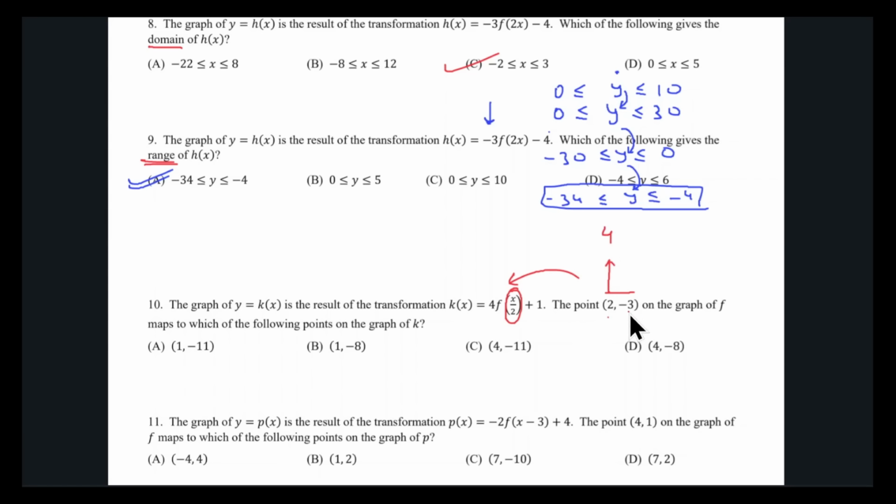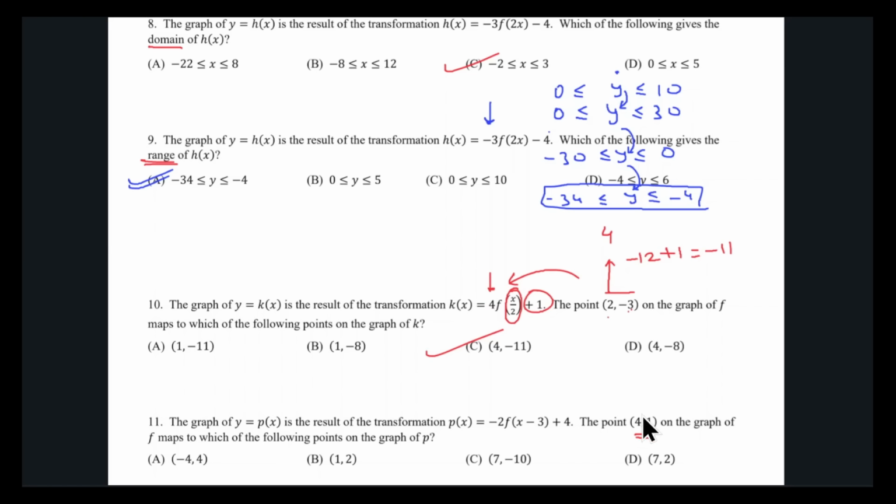Then the range, or the y value, will first dilate by a factor of 4. So 4 times negative 3 is negative 12. And then you have to add 1 to it. So negative 11. So 4 and negative 11, that is the point that we are looking for. And finally, 4 comma 1.